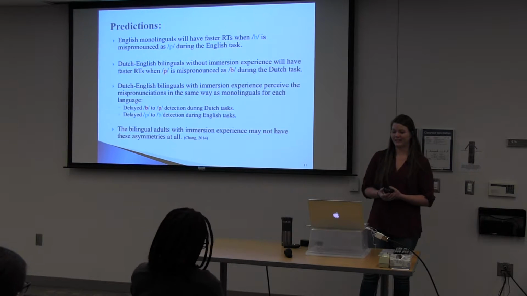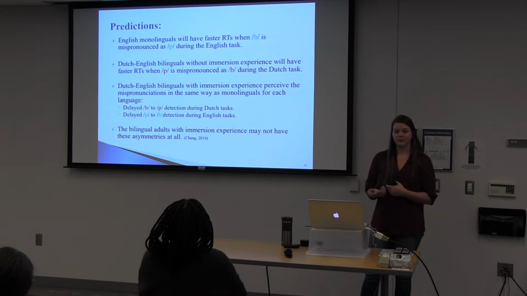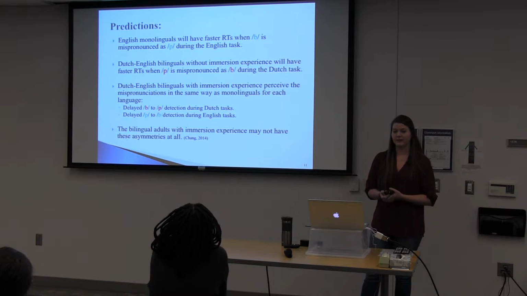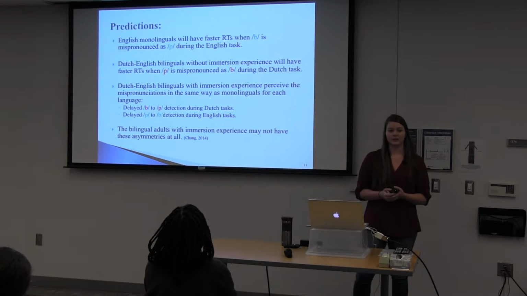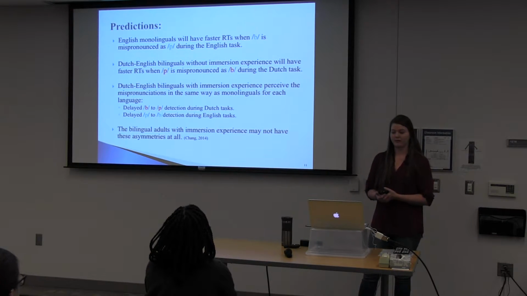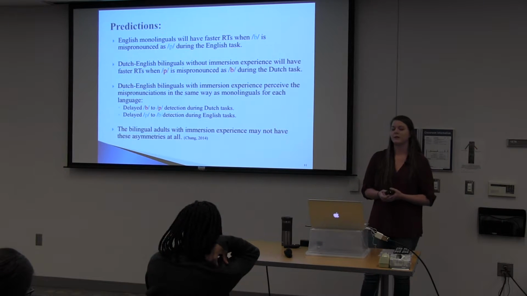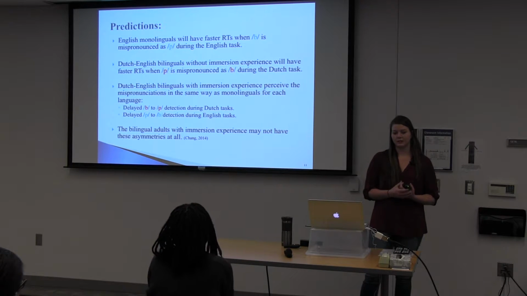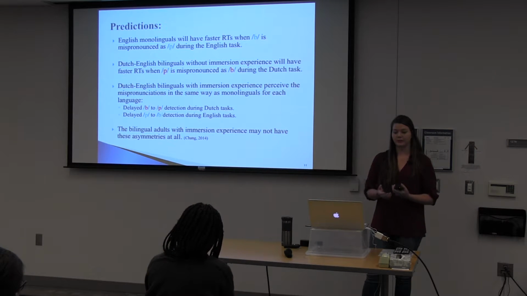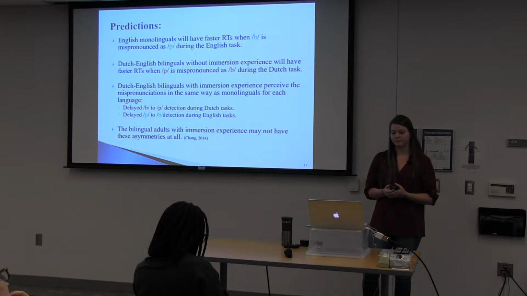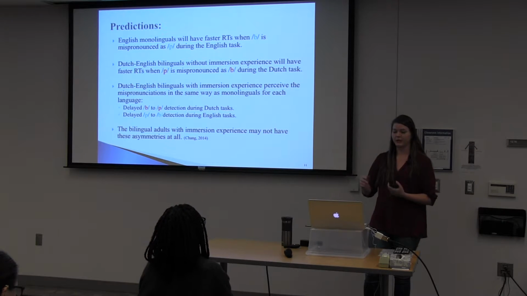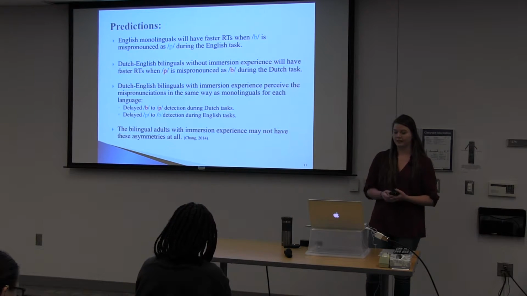Our predictions for this experiment were that the English monolinguals would have faster reaction times when b is mispronounced as p during the English task, and then the Dutch English bilinguals without immersion experience would have the opposite effect. So when the p phoneme in Dutch is mispronounced with b, it would be a faster reaction time. And then we were also saying that the Dutch English bilinguals with immersion experience could perceive the mispronunciations in the same way as monolinguals for each group. So in the Dutch task, they would react quicker to the p to b change than the b to p change, and then the reverse for the English task.